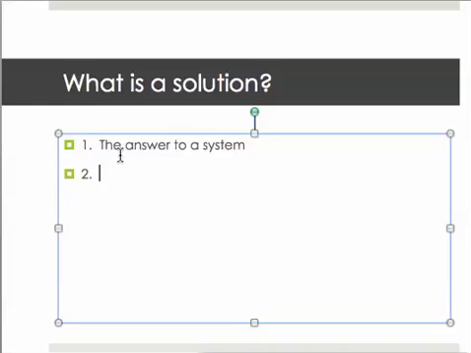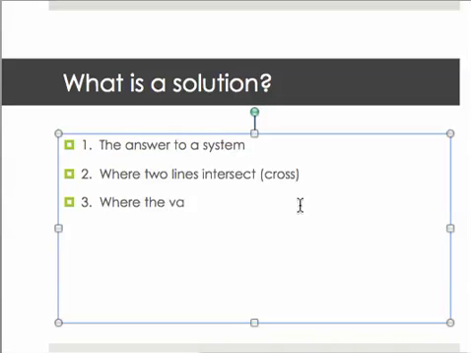Another way to think of it is where two lines intersect, or cross if you prefer that way. So a solution is the answer to a system. If you're looking at it as a graph, it's where two lines intersect or cross. Or you can think of it as, number 3, where the variables are the same. Which won't make sense now, but it will in a little bit. This word solution is very, very important.